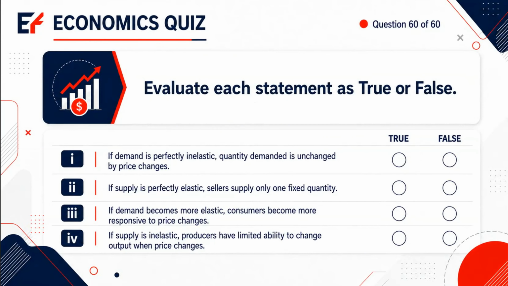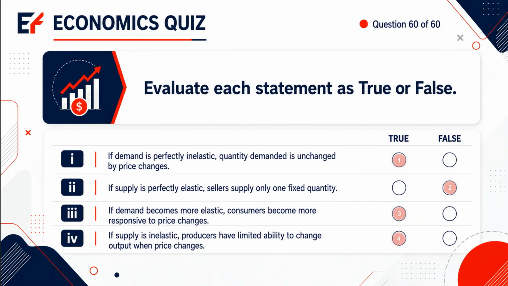Question 60. Evaluate each statement as true or false. If demand is perfectly inelastic, quantity demanded is unchanged by price changes. The correct answer is true. If supply is perfectly elastic, sellers supply only one fixed quantity. The correct answer is false. If demand becomes more elastic, consumers become more responsive to price changes. The correct answer is true. If supply is inelastic, producers have limited ability to change output when price changes. The correct answer is true.